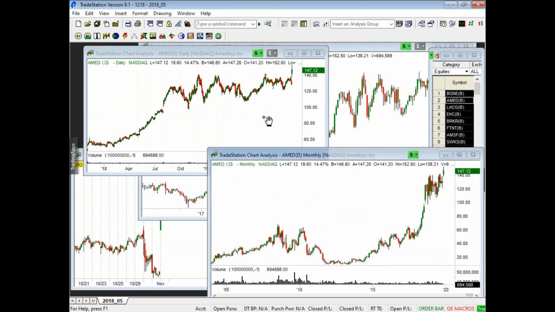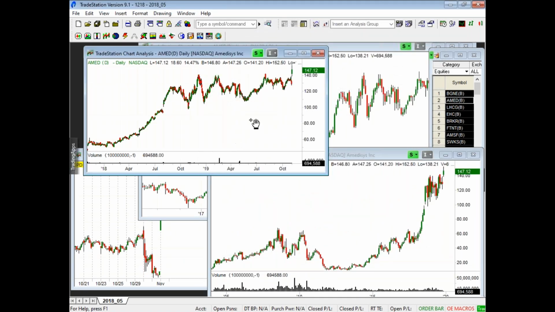Oh my gosh, my charts. I'm totally changing my mouse pad back.